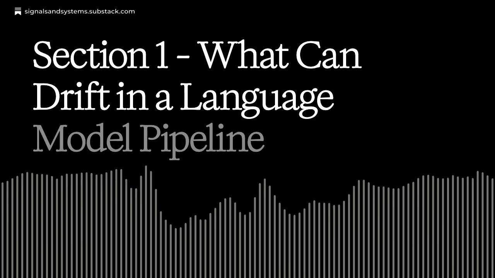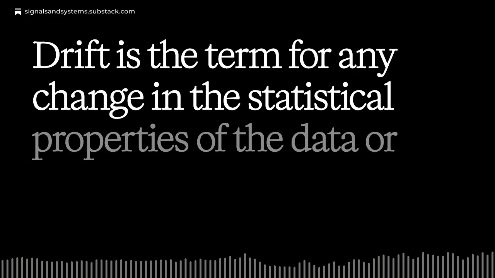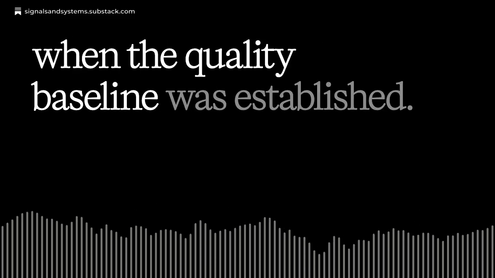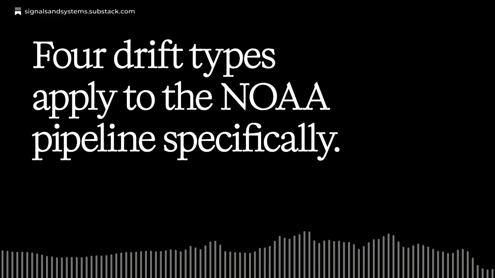What can drift in a language model pipeline? Drift is the term for any change in the statistical properties of the data or behavior of the system that was not present when the quality baseline was established. 4 drift types apply to the NOAA pipeline specifically.